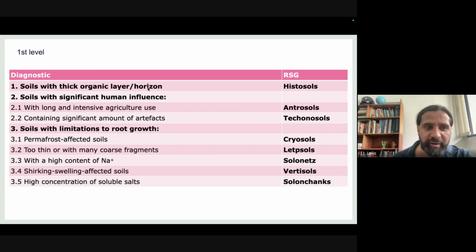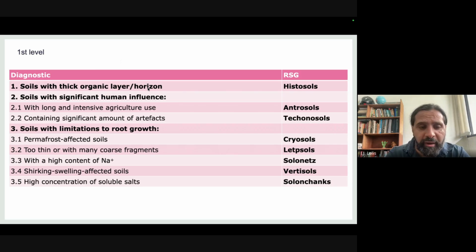If these soils were affected by long and intensive agriculture, we have the anthrosols. If these soils were affected by humans, but they just have artifacts, formed by other kinds of uses than agriculture, we call them technosols. So the anthrosols, soils formed by long and intensive agriculture. Technosols, all other soils formed by humans. And after these soils formed or deeply influenced by humans, we have soils with limitations to root growth.